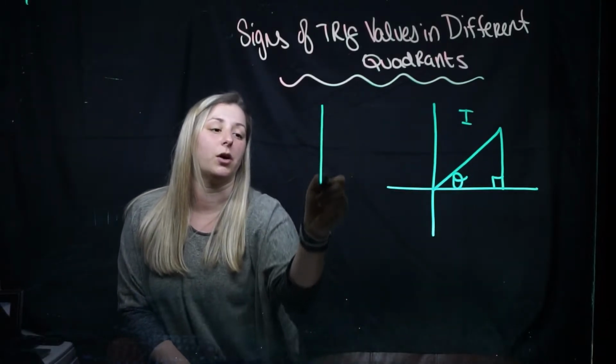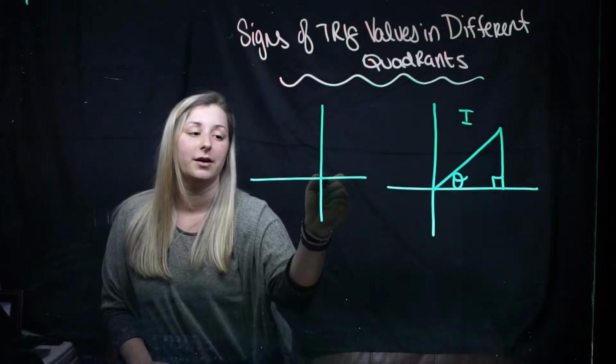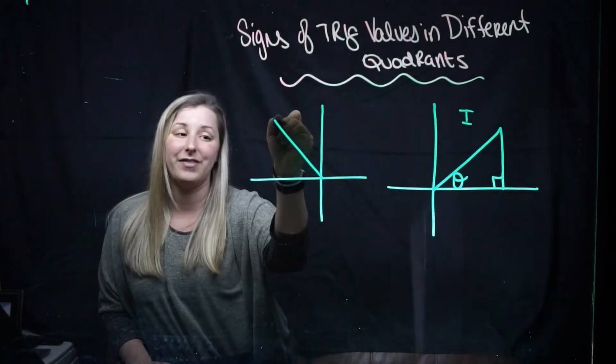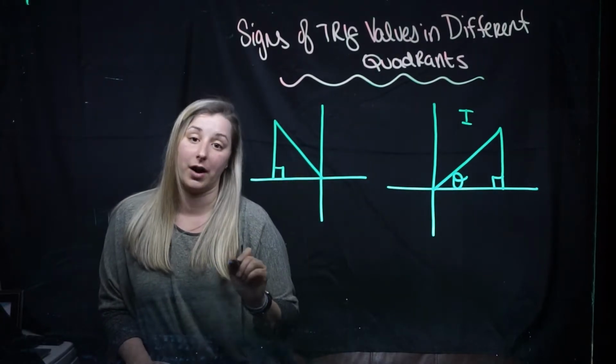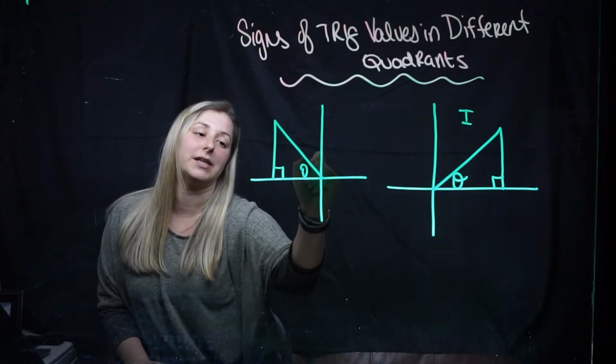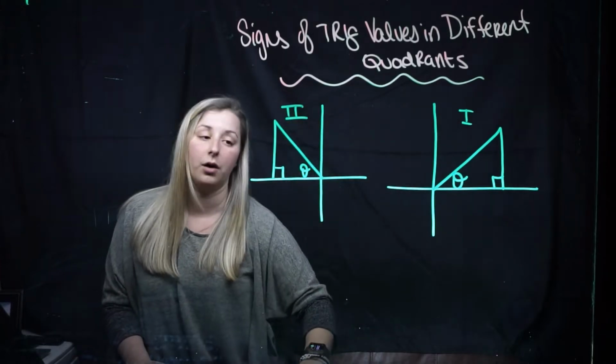So let's look at something in quadrant 2. You start off the same way, from the origin, out into the quadrant, and then down to your x-axis. So creating your 90-degree or right angle right there, and then labeling this as your theta. So this would be your quadrant 2 triangle.